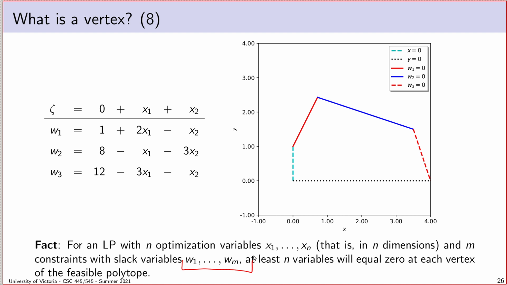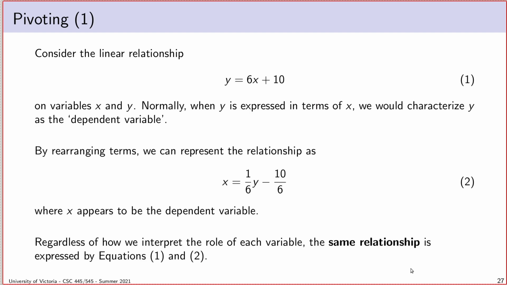If I look at any particular vertex of the polytope, there will be n of those variables equal to 0. Some collection, some combination of optimization variables and slack variables, at least n of them will be equal to 0. Maybe more, but at least n. And we'll see later that in the event that more than n of them are equal to 0, that is when we have what is called a degenerate case. And we'll get to that, I think, 2 lectures from now.